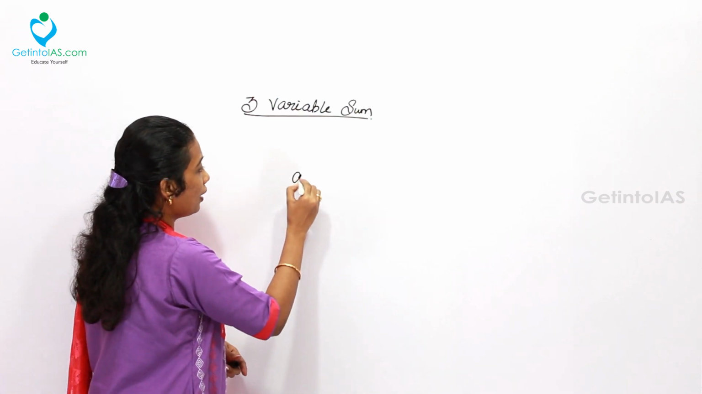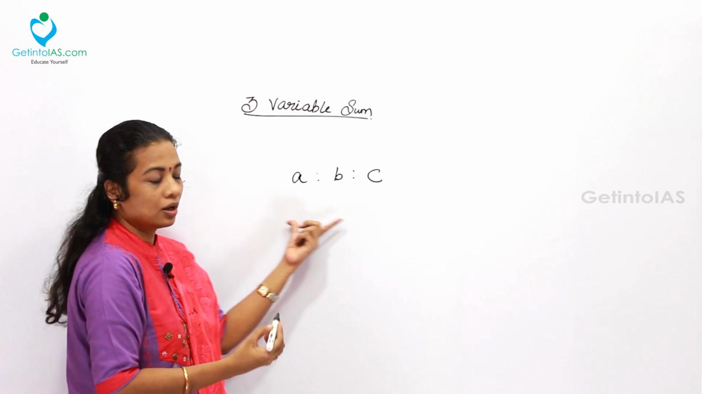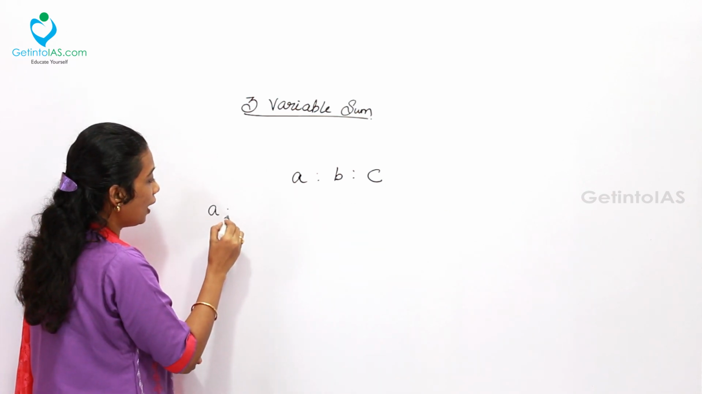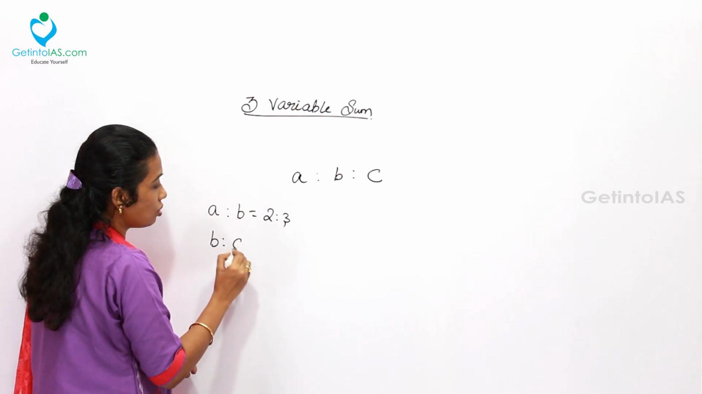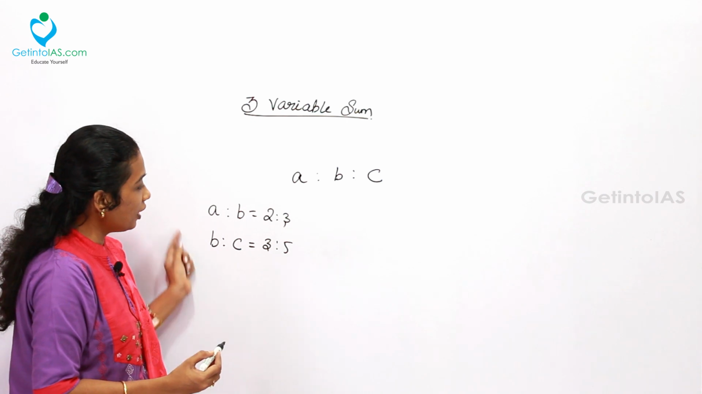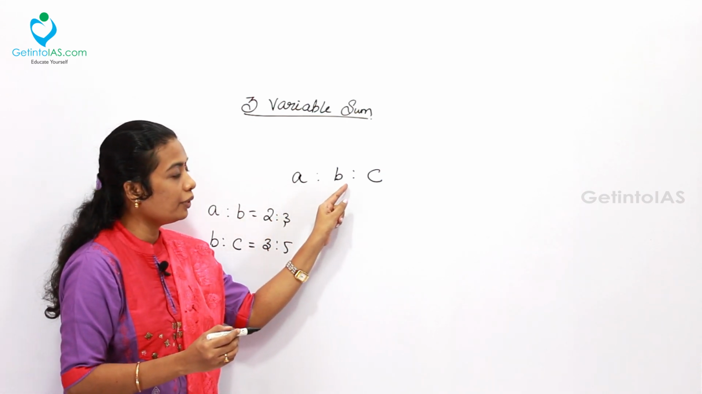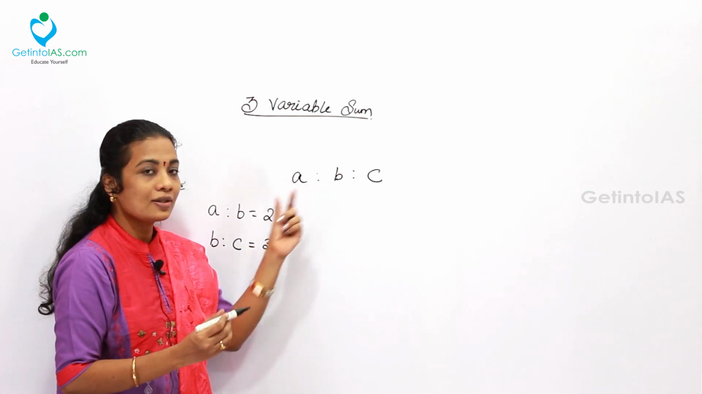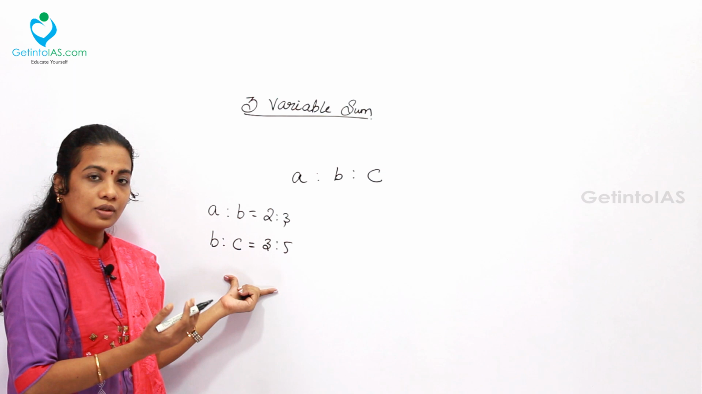Say for example, A is to B is to C, like that you can expect questions. For that, they may give A is to B is 2 is to 3 and B is to C is 3 is to 5, like that. They will be giving these things and they want you to answer for A is to B is to C. In such a case, how to arrive at the final answer? That thing we are going to discuss now.